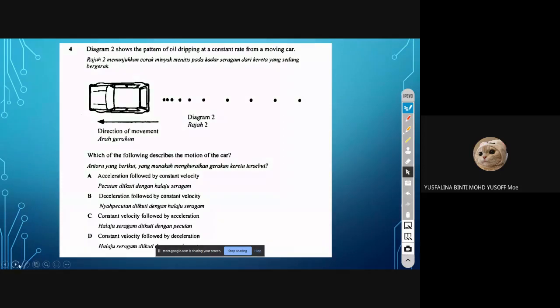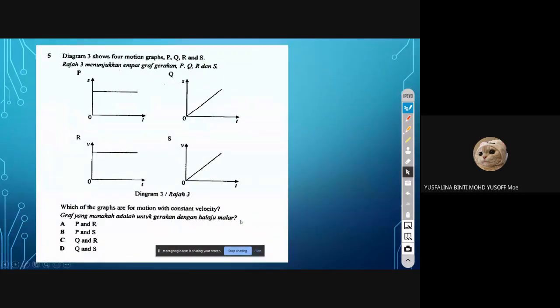Alright, next slide. Okay, number 5, diagram 5. Diagram 3 shows 4 motion graphs P, Q, R, and S. Which of the graphs is for motion with constant velocity?